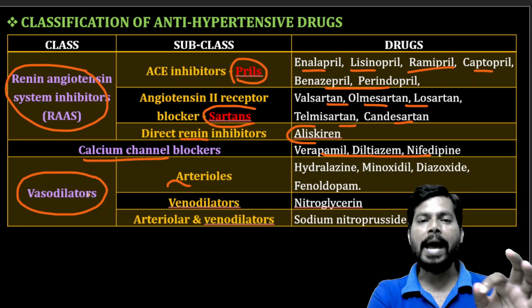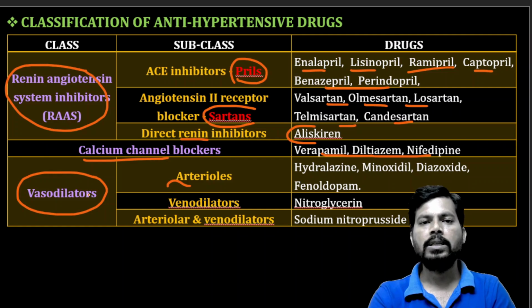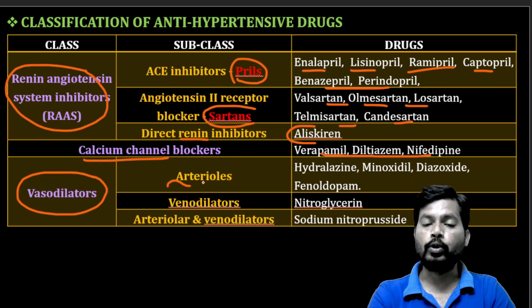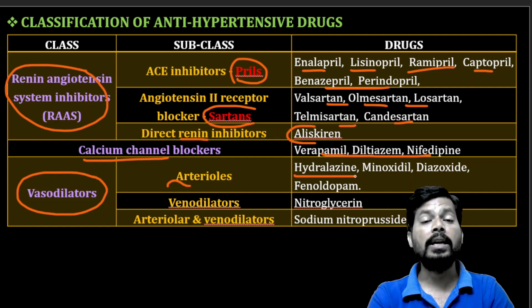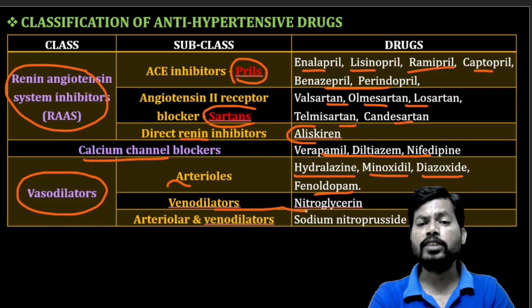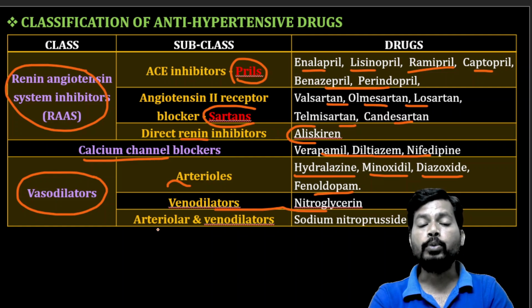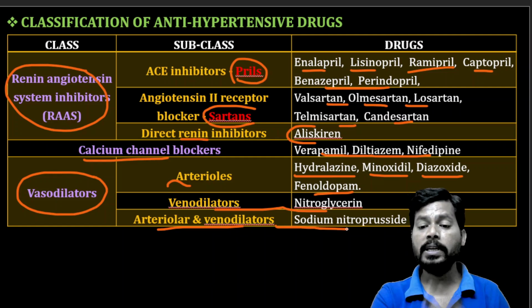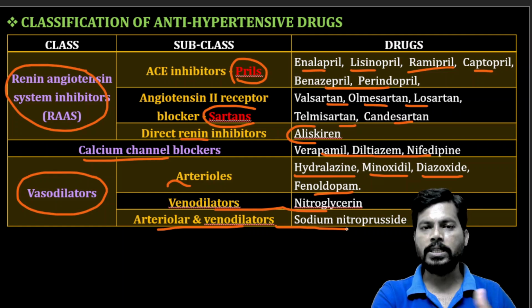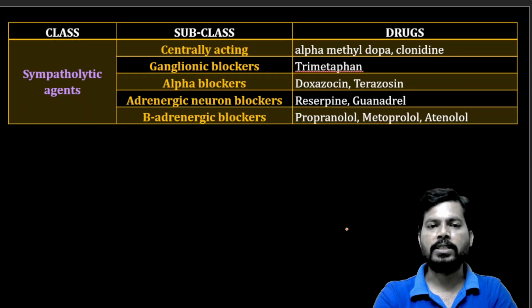Vasodilators act directly on the blood vessel and produce vascular smooth muscle relaxation. So drugs that act on arteries and produce vasodilation are hydralazine, minoxidil, diazoxide, fenoldopam. Venodilators like nitroglycerin directly dilate the veins. Nitroglycerin dilates both arteries as well as veins. Sodium nitroprusside dilates both arteries as well as veins of the blood vessel and produces vasodilation, regulating the blood pressure, nothing but hypertension.